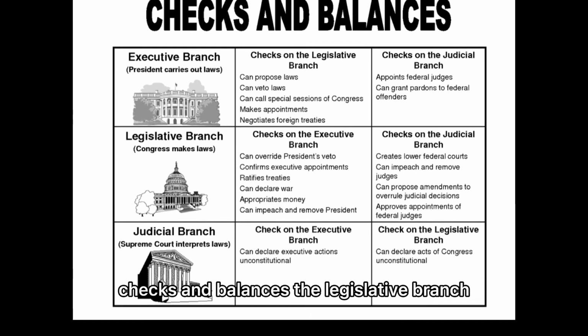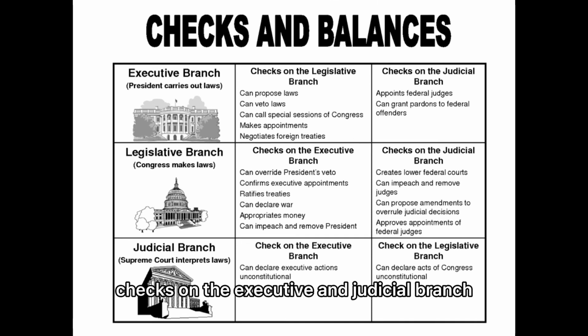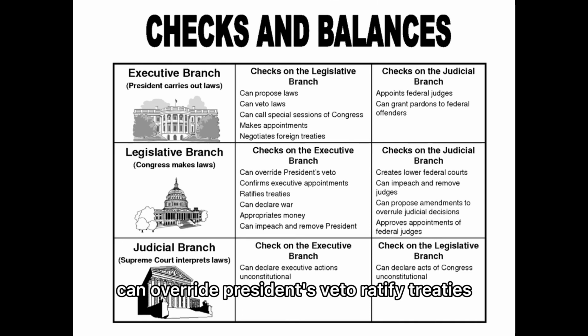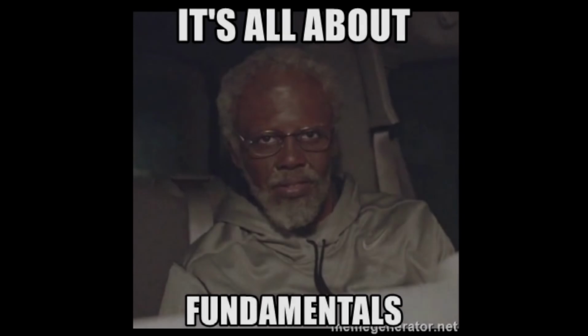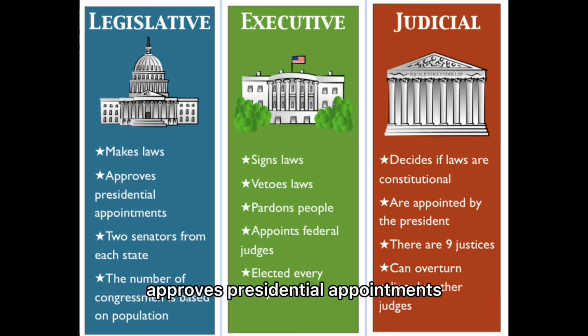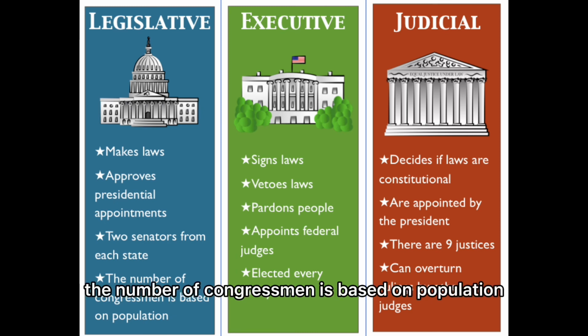Checks and balances. The legislative branch checks on the executive and judicial branch, can override the president's veto, ratify treaties, declare war, impeach and remove judges, etc. Basic principles of the legislative branch. Makes laws, approves presidential appointments, 2 senators from each state. The number of congressmen is based on population.